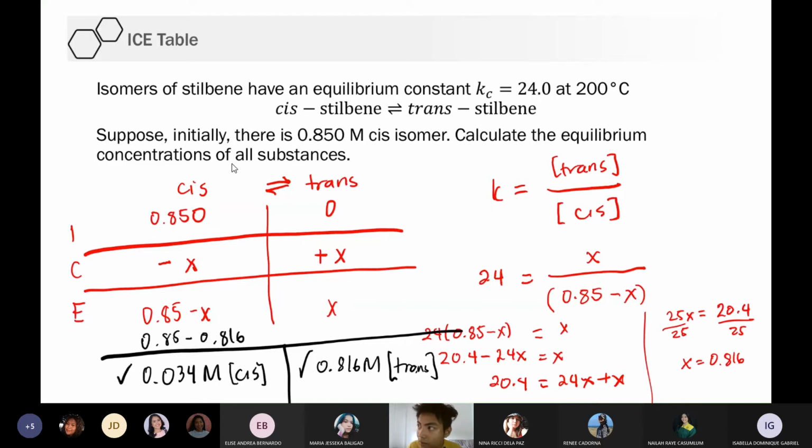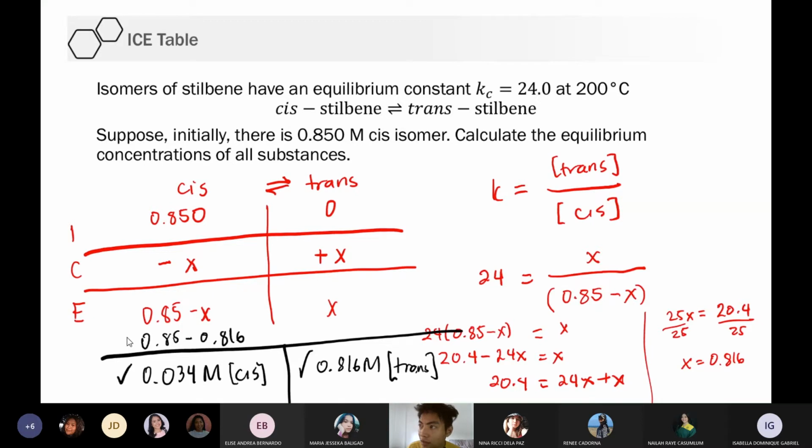After writing the ice table, once you have this E, you now solve for K. So K is equal to trans over the cis. What is the concentration of trans at equilibrium? That is x. What is the concentration of cis at equilibrium? 0.85 minus x. So whatever you put here, just look at your ice table. Plug that in, and then plug in the value of K, that's already given, and then you solve for the value of x.